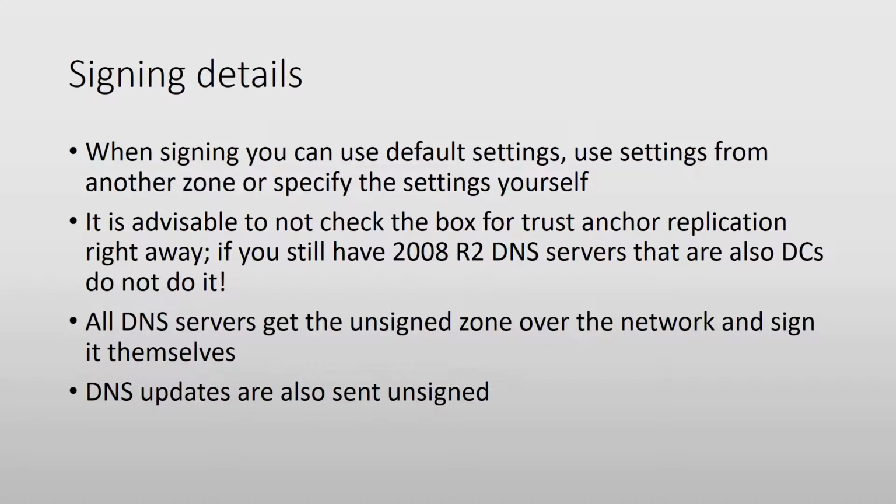Before going and really configuring, I want to also give you a couple of details on how it works. When you sign a zone, you can sign it with default settings, which means next, next, finish. This is very simple, and actually the default settings are very good and very secure. You could also use settings from another signed zone, take them from that zone and use them in the new zone. Or you could go and manipulate each setting one at a time and sign the zone with your own settings that you want.